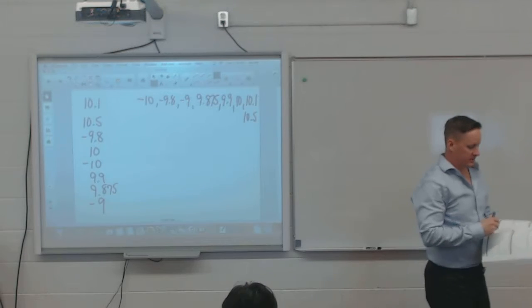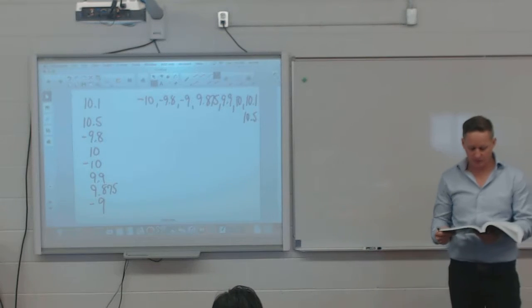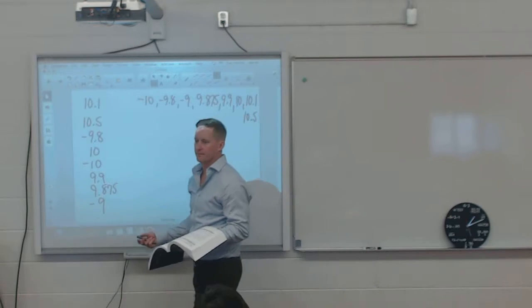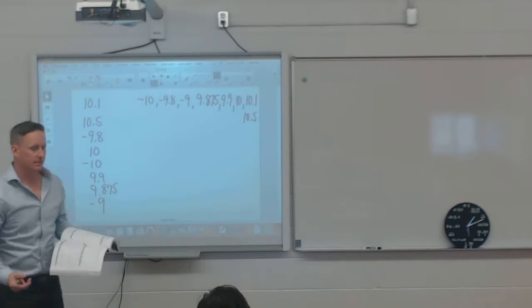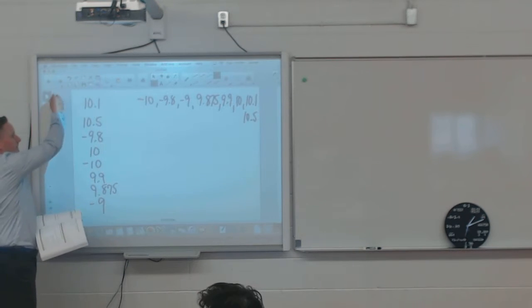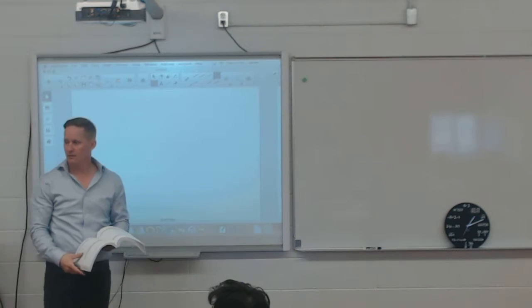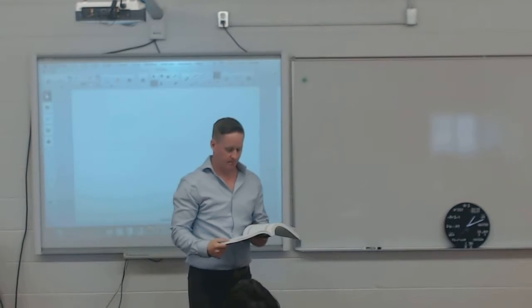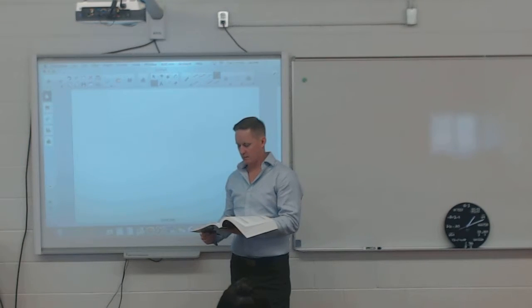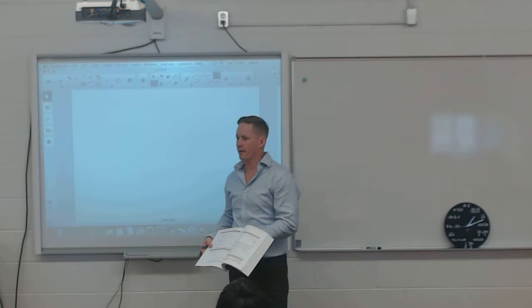Okay. Again, the focus on the concept is: can you change an absolute value to a positive number? That's all you got to do. But why does negative 10.1 change to 10.1 and negative 9.8 stays negative 9.8? Because there wasn't an absolute value around negative 9.8.